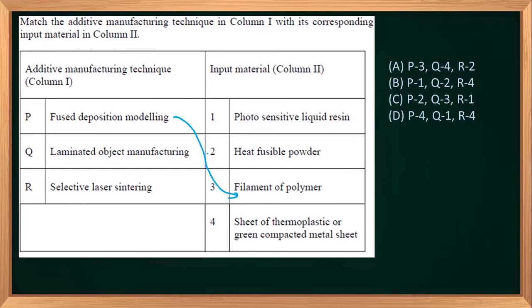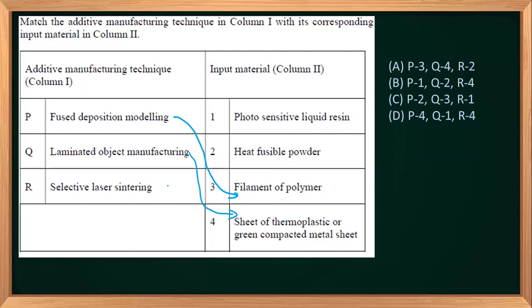Laminated object manufacturing uses sheets or laminates of thermoplastics or green compacted metal sheets. You cut those laminates using a sharp knife, then stack them. Then you make that melt, and the bonding will happen. It's not complete, it will be only centered, you can say. So laminated object manufacturing uses sheet or thermoplastic or green compacted sheet.